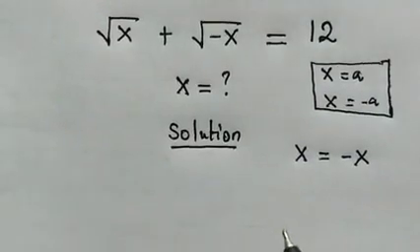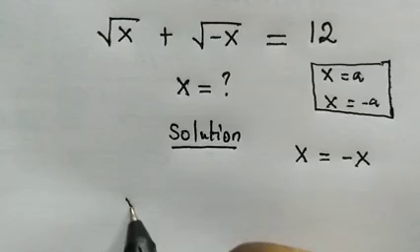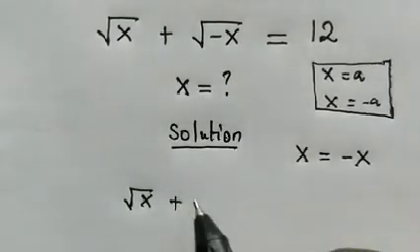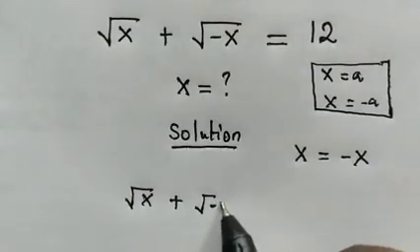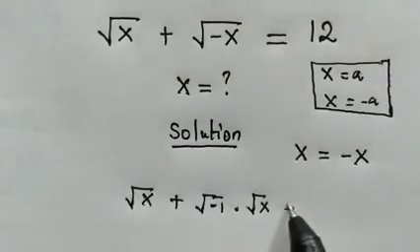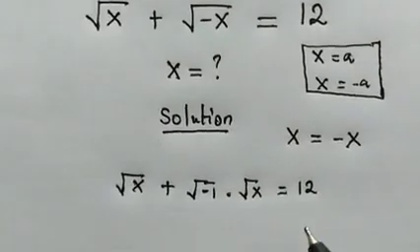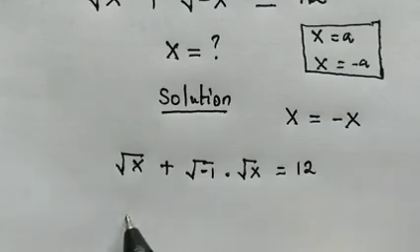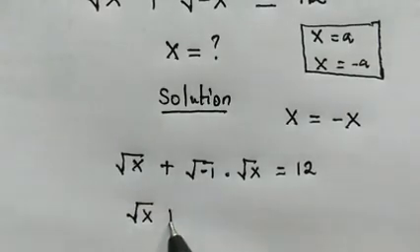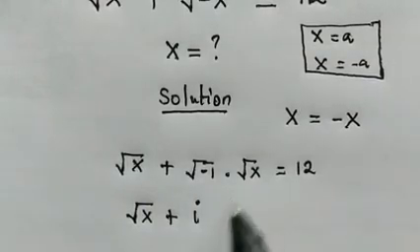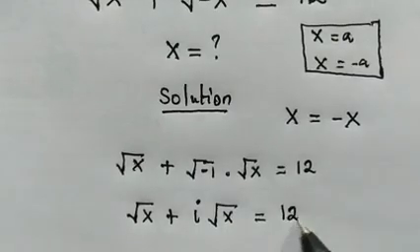So let's get started. From the original equation, we have the square root of x plus, now here we can write that as the square root of negative 1 multiplied by the square root of x, and this is equal to 12. And we know that the square root of negative 1 is imaginary. So we have here square root of x plus, the square root of negative 1 is equal to iota, then here we have the square root of x. So this will be equal to 12.